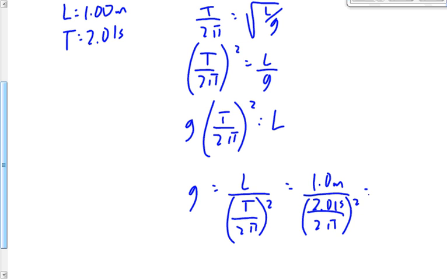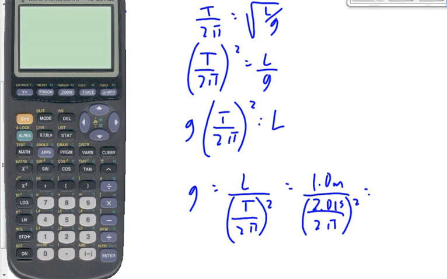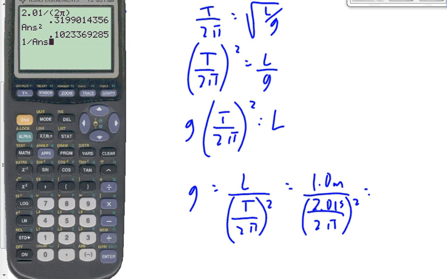Let's do this on our calculator. Make sure you follow along so you can do this yourselves, okay? Let's get the number on the bottom first. 2.01 divided by brackets 2 times pi, end brackets. Okay, that's the number on the bottom. Let's square that number on the bottom. And then let's flip that over. 1 divided by that number gives me 9.77 meters per second squared.